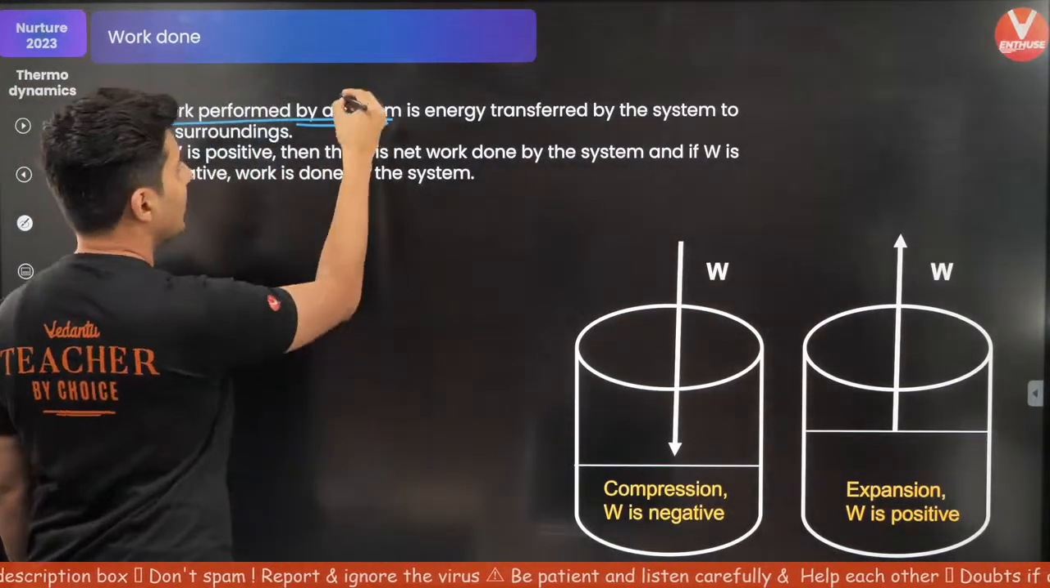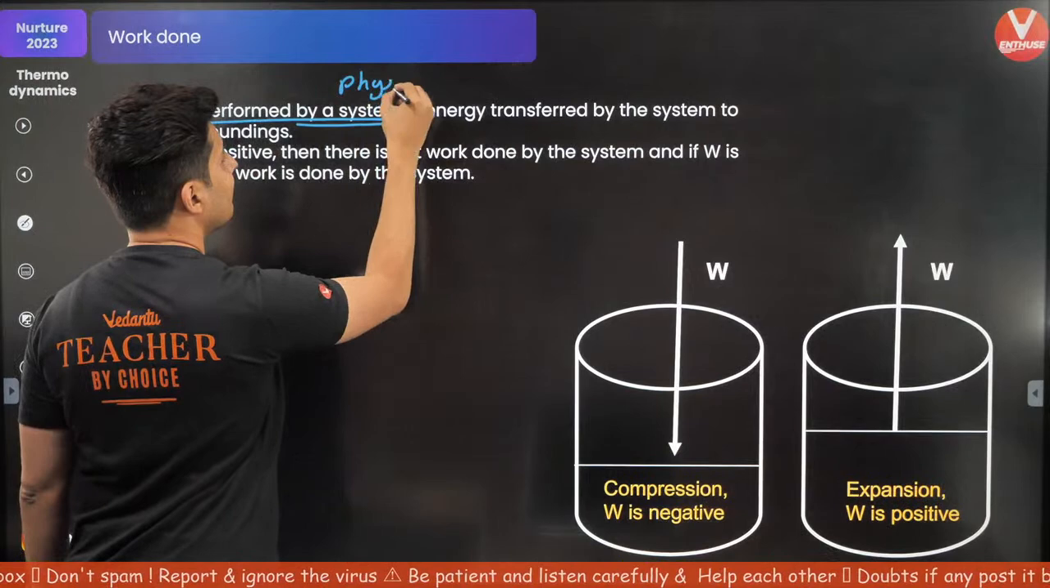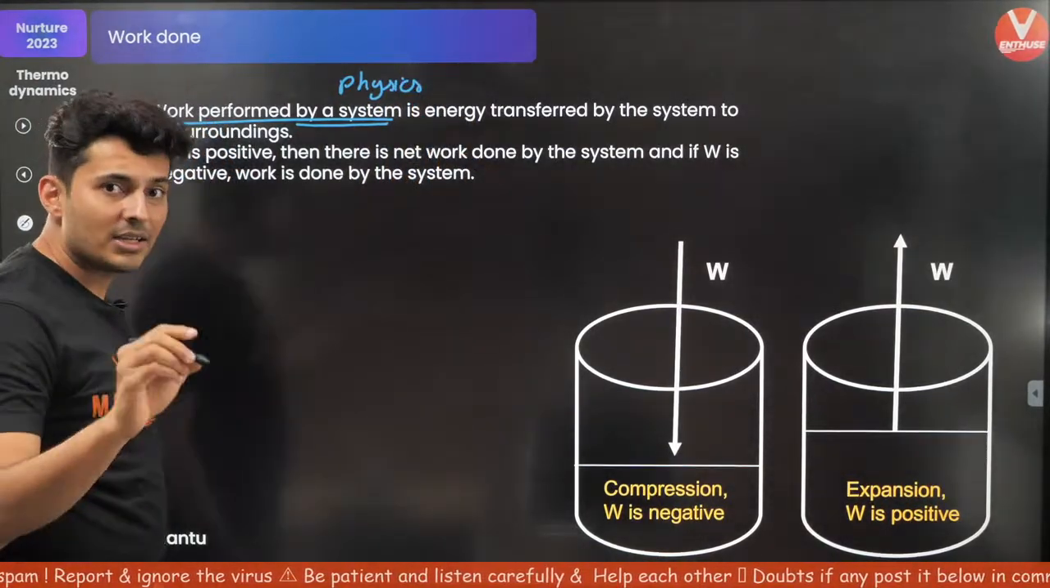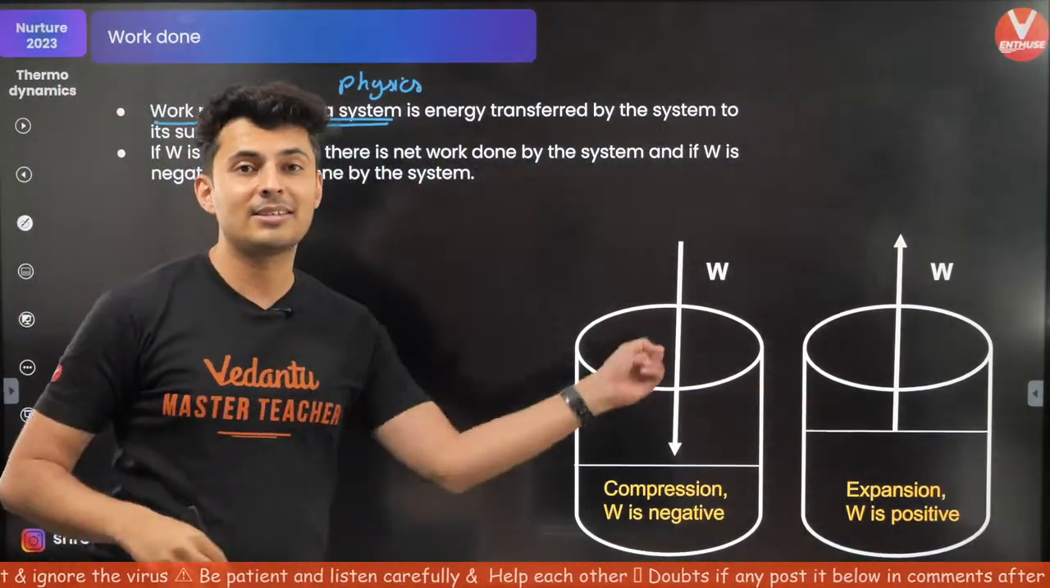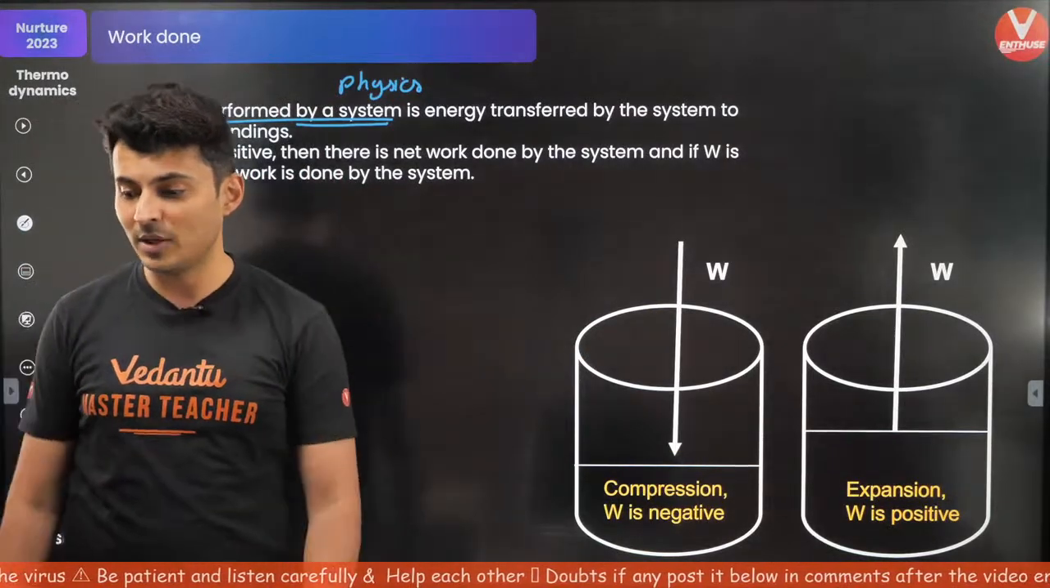This word is very important. This is only in physics. In chemistry lecture, it would be work done on the system. Correct or wrong? Let me know in the chat box.